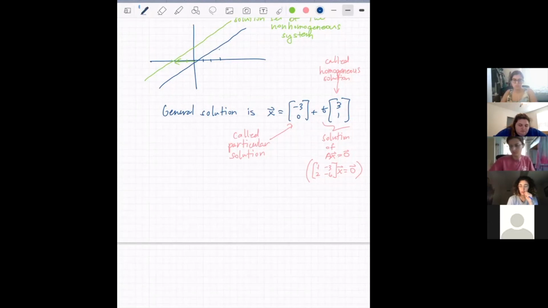Yeah, exactly. General solution equals particular plus general homogeneous. Yes. Okay, so if you haven't had differential equations yet or don't even plan to, that's fine. This is this in this context.